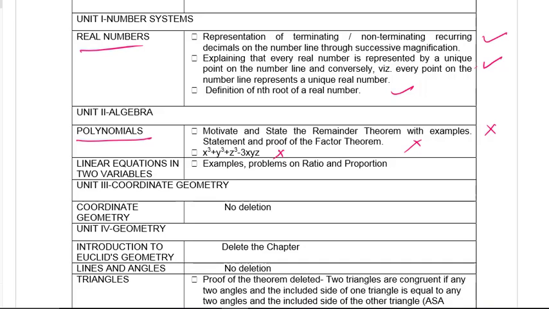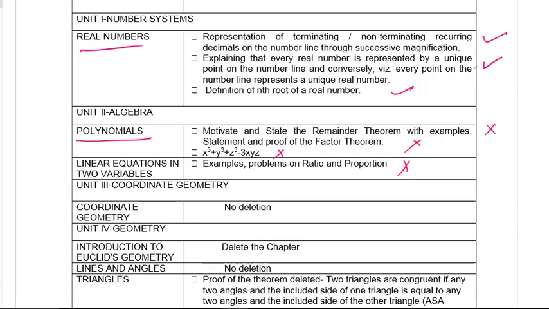Now linear equations in two variables. In linear equations in two variables, examples and problems on ratio and proportion are not there. So you can exclude this also.